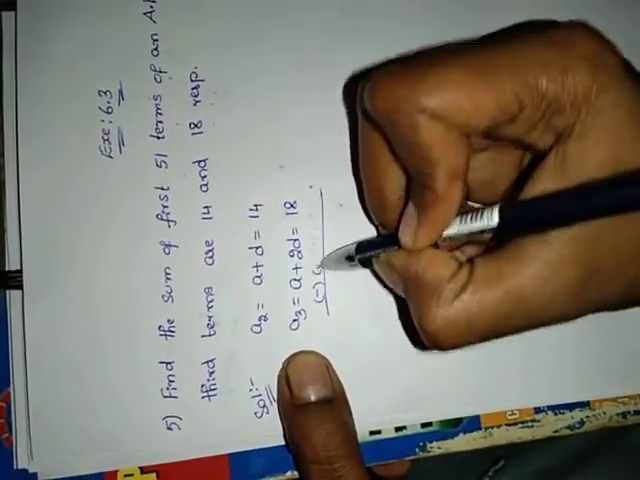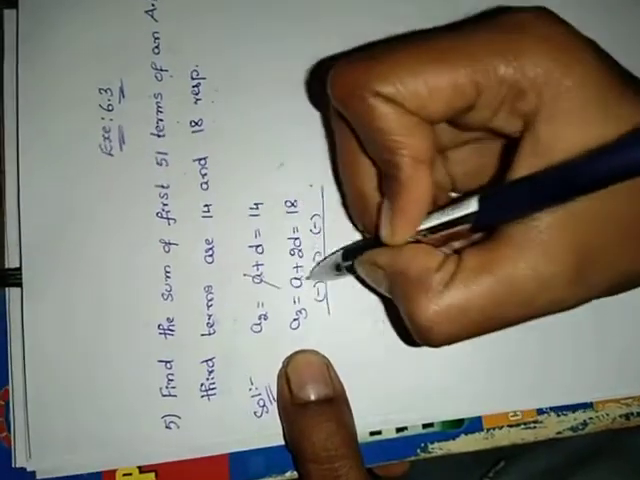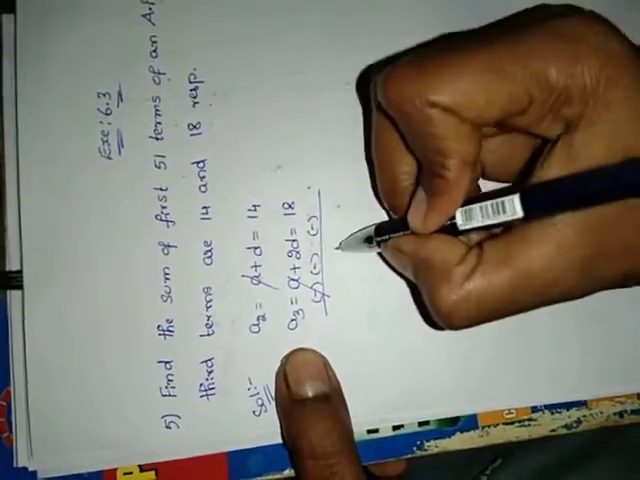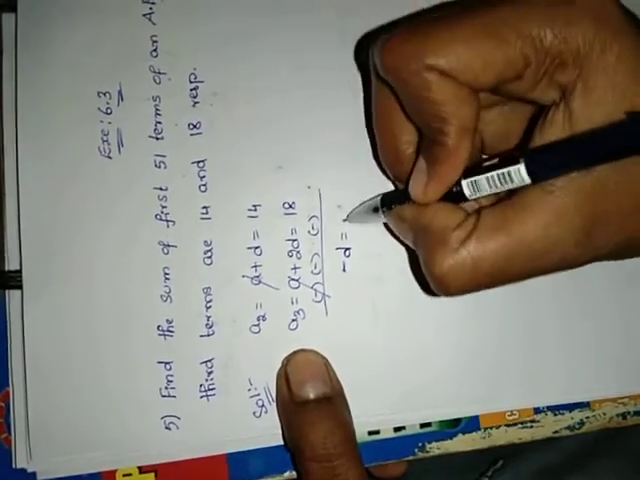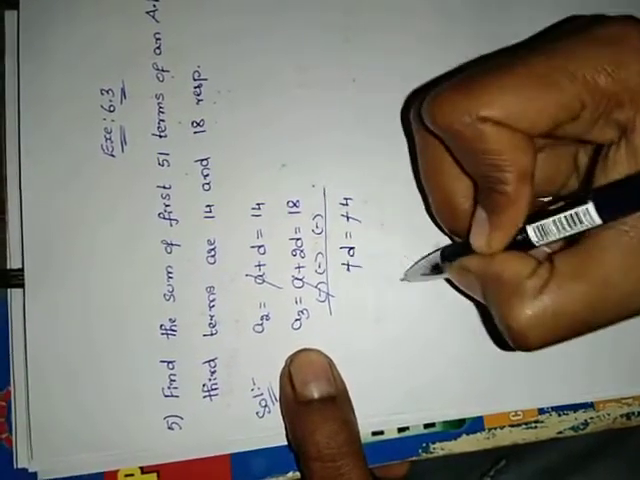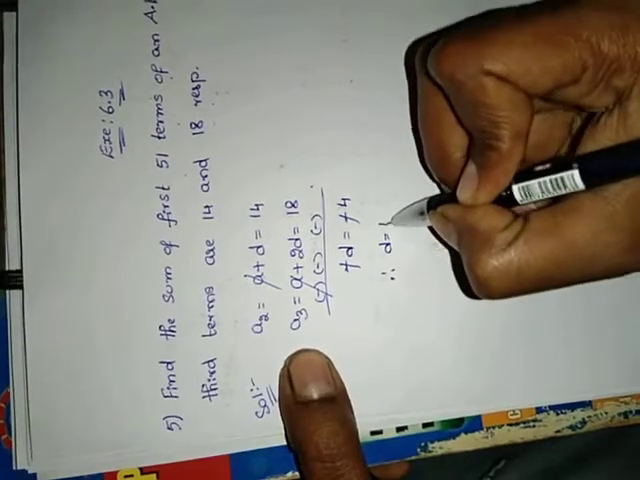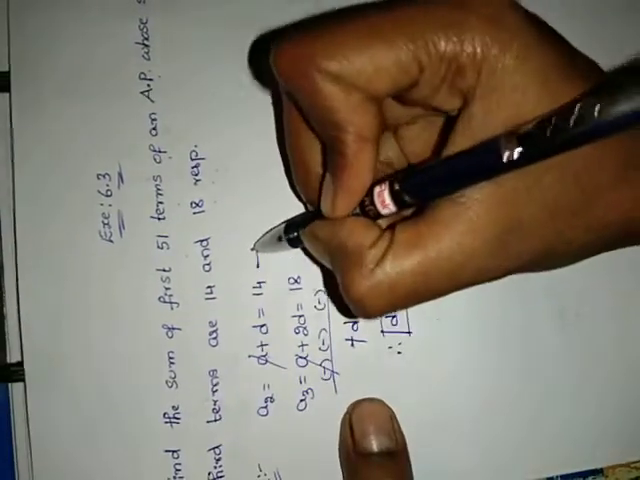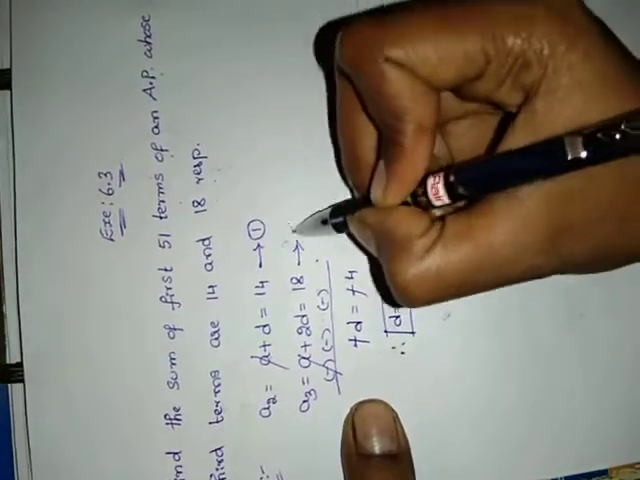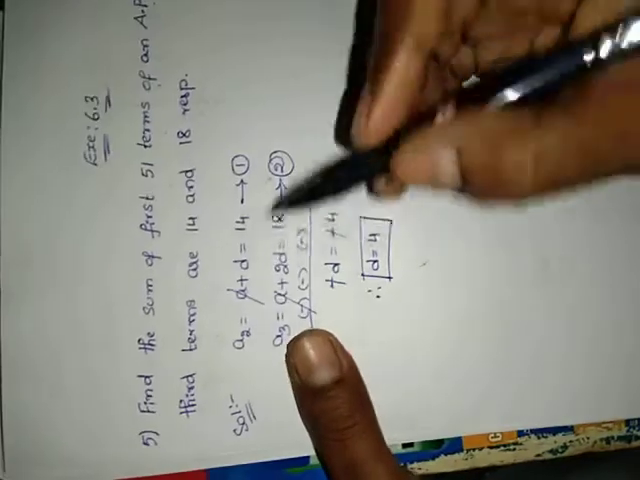Plus becomes minus, minus becomes plus. Plus A minus A cancel. 2D minus D is D. Bigger number symbol, minus. 18 minus 14 is 4. Minus minus cancel. Therefore D equals 4. We got the D value, no? Substitute in equation 1 or equation 2. You can solve in any of the equations. I am taking equation 1 for the easier one.